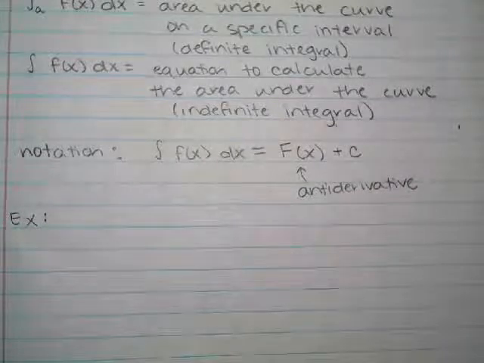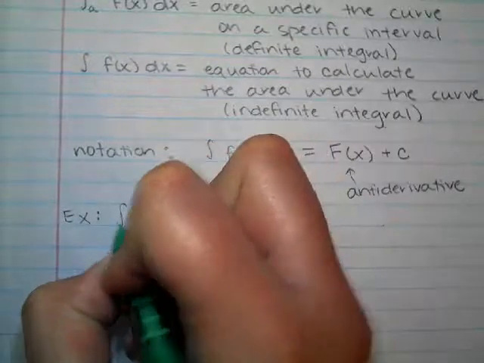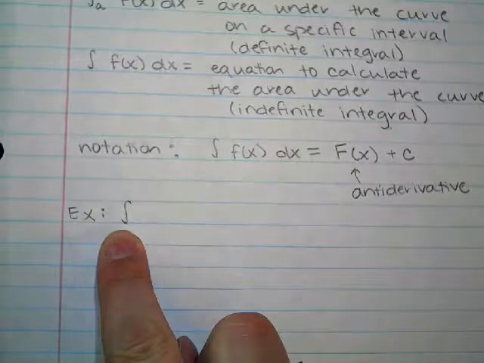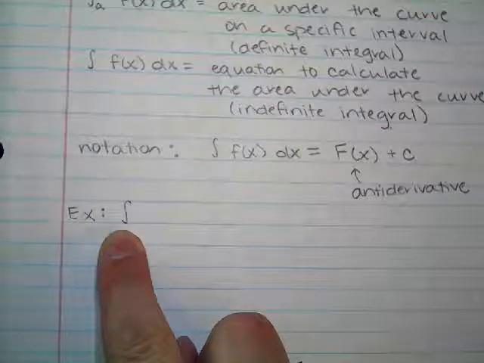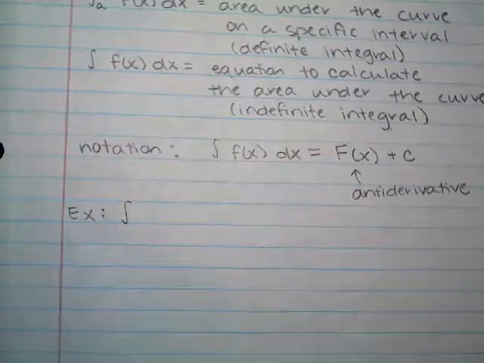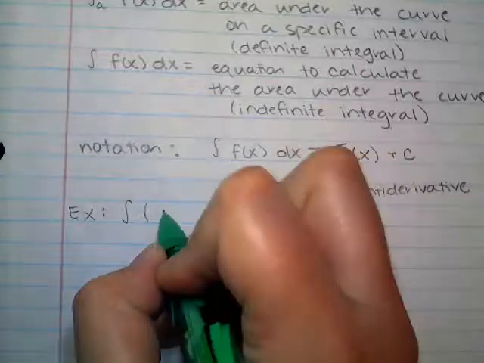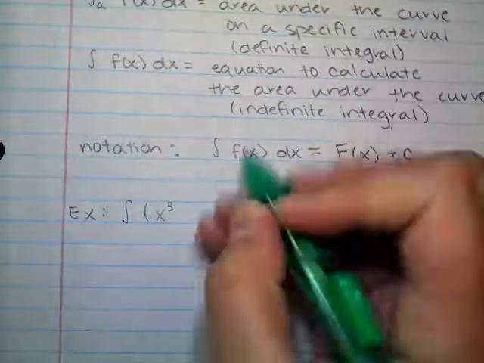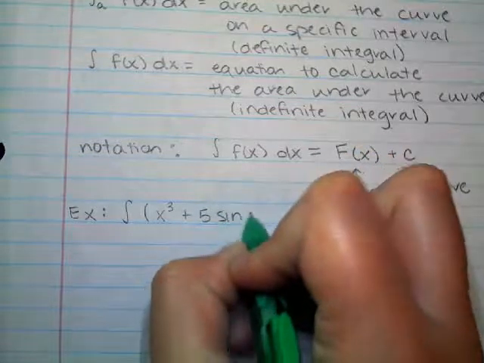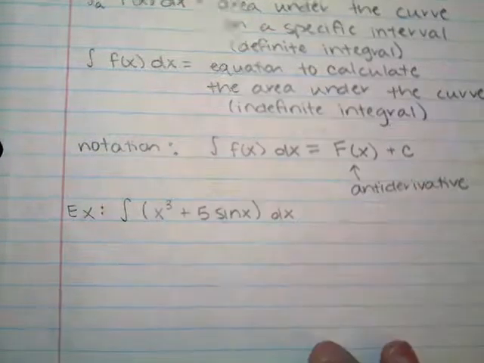So we're going to say, and this, by the way, is sum. That's a little s for sum, apparently. Yeah, makes sense. Sum of the things. Okay. And we're going to say x to the third plus 5 sine x dx.